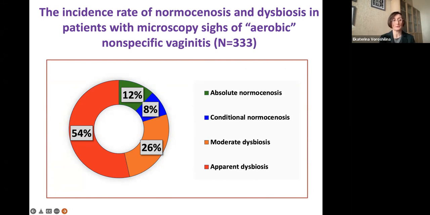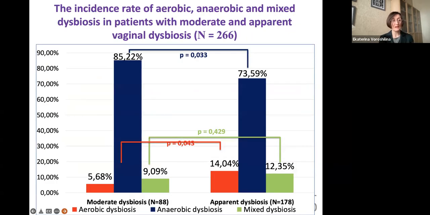So, moderate dysbiosis was detected in 26% and apparent dysbiosis in 54% of all patients. But the criteria of aerobic moderate dysbiosis met only 5 samples, and 25 samples met the criteria of aerobic apparent dysbiosis. Therefore, aerobic dysbiosis was determined only in 9% of all patients with microscopic signs of aerobic vaginitis.